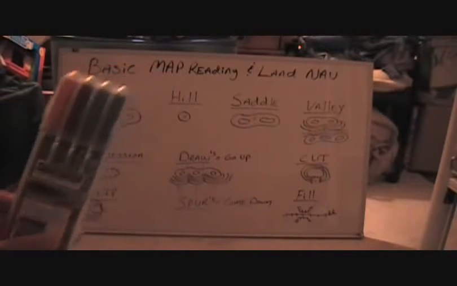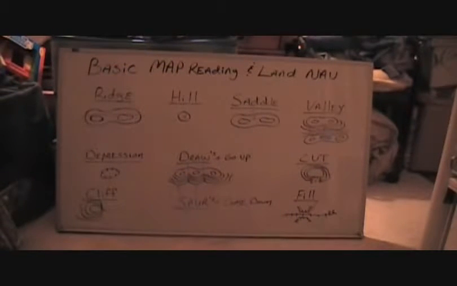Again, I don't recommend using markers to plot grid coordinates, which is something we're going to get into later, but it just leaves a big mark on your map or on your clear plastic case, and you can be off by hundreds of meters depending on how big that dot is that you use.